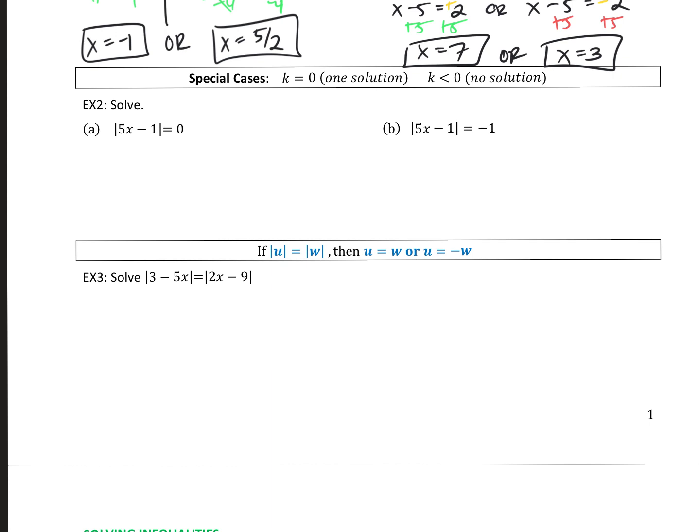If for some reason we have our absolute value and it's equal to 0, so the absolute value is equal to 0, there's only going to be one solution for our problem. If our absolute value is less than 0, there's going to be no solution. Why is this? Well, let's again take a look at a visual of our graph.